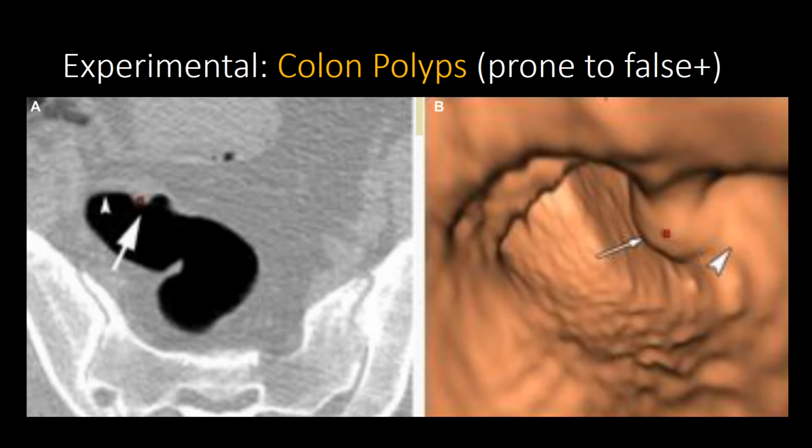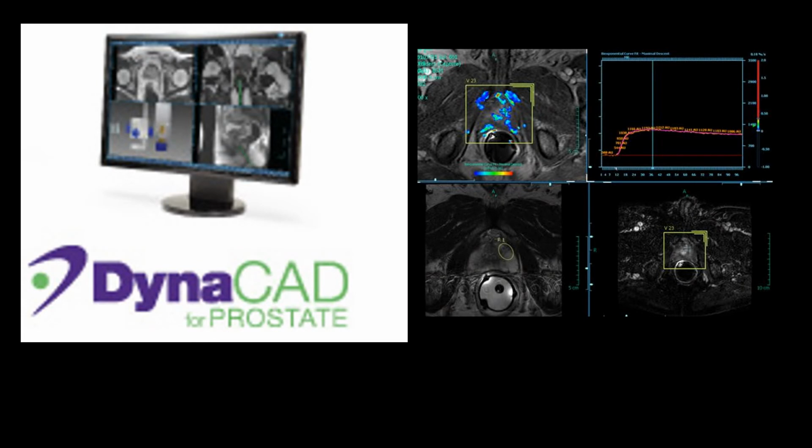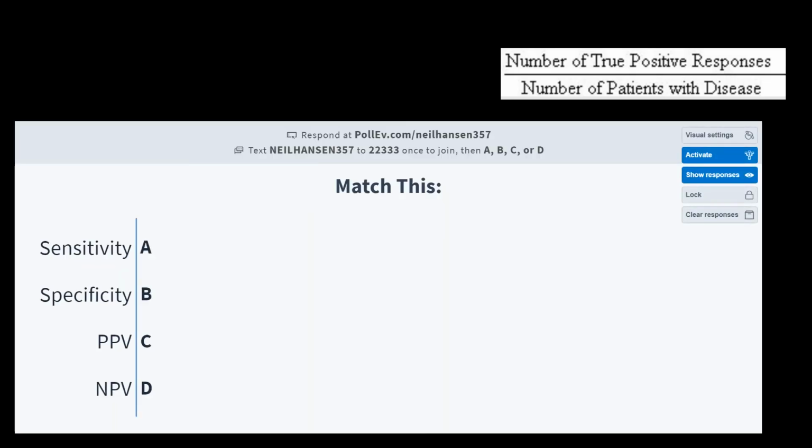There's lots of experimentation going on in finding CAD in CT colonography and colon polyps. Again, these systems tend to be very prone to false positives. DynaCAD for prostate: prostate MRI is a little bit more quantitative and has some high contrast, so there's a lot of work looking at can a computer find prostate cancer, specifically clinically relevant high grade prostate cancer, better than a human. Again, I still read an awful lot of prostate MRIs, and I don't think a computer is going to replace me or anyone else for at least several generations.